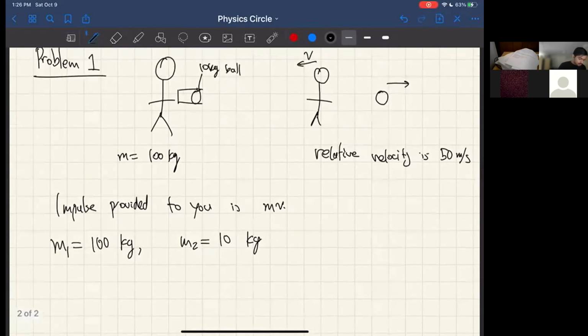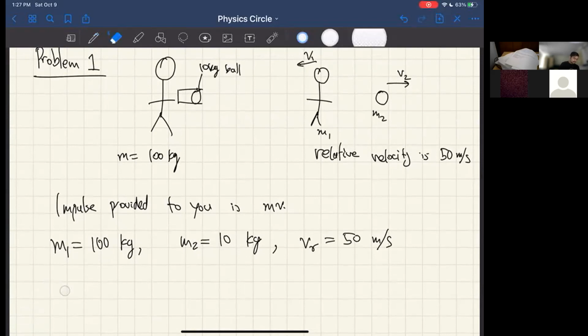So we have the mass of the astronaut is 100, the mass of the bowling ball is 10, and we know that the relative velocity is 50 meters per second. Let's say v1, v2. We know momentum must be conserved. So that means we must have m1 v1 equals m2 v2 for the total momentum to be conserved.